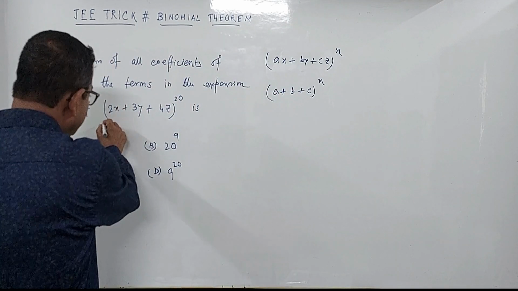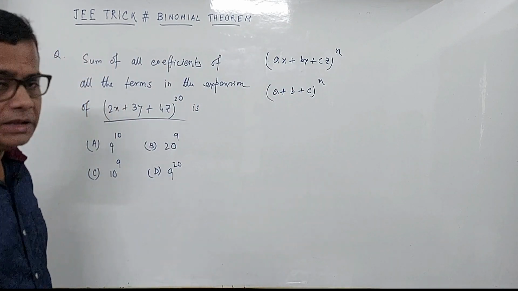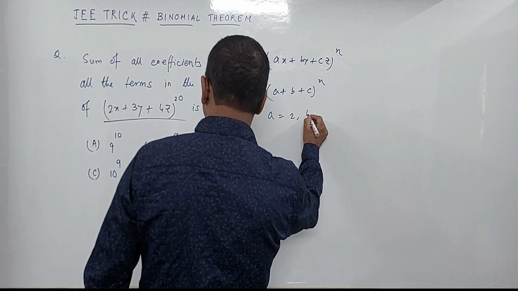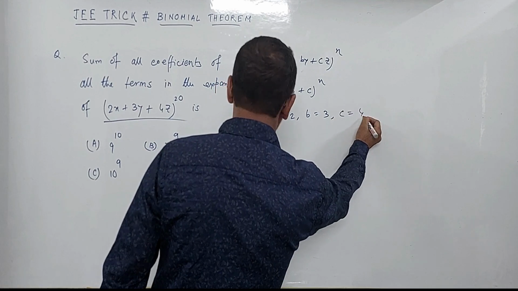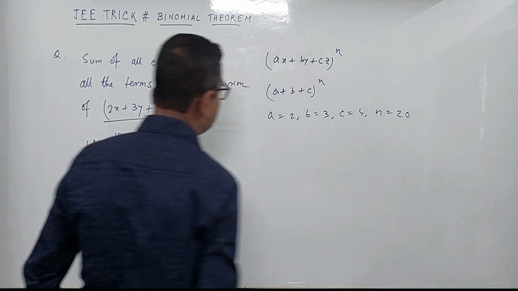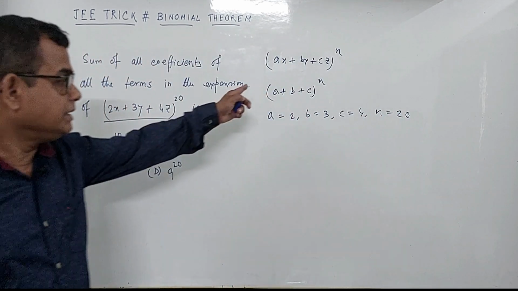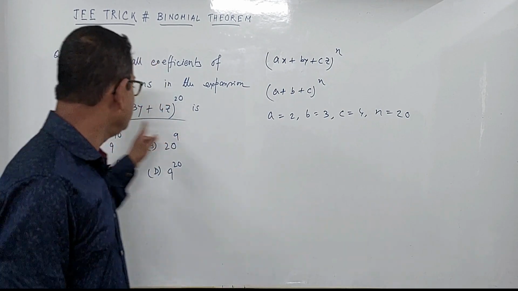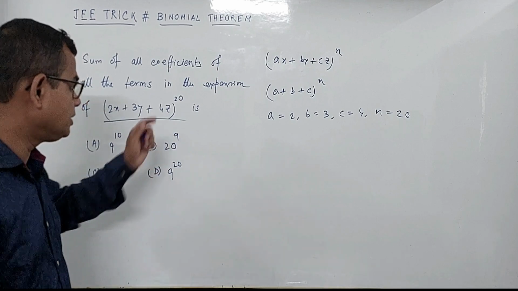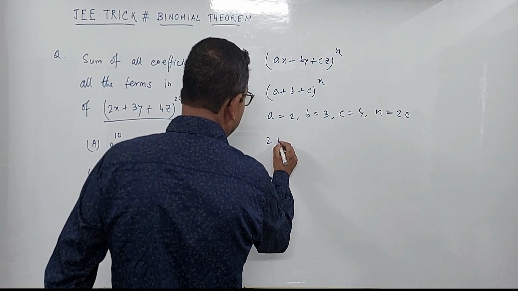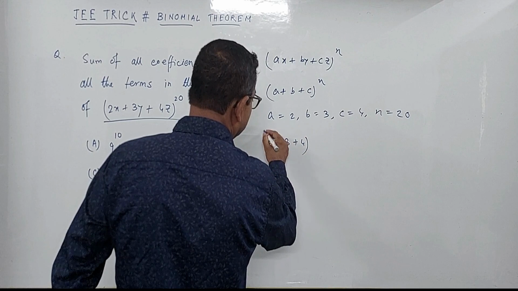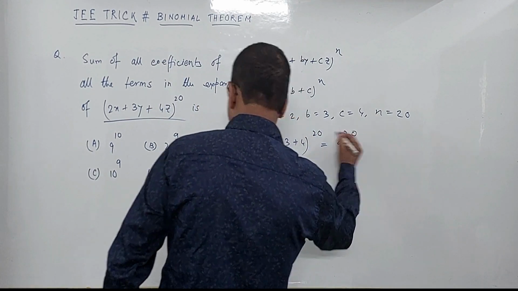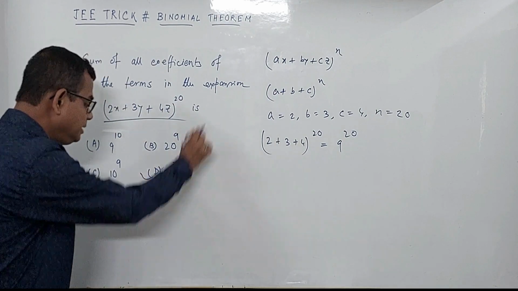So, here in the expansion (2x + 3y + 4z)^20, a equals 2, b equals 3, c equals 4 and n equals 20. So, applying this trick, sum of all the coefficients of all the terms in the expansion (2x + 3y + 4z)^20 is (2 + 3 + 4)^20. So, we get 9^20. So, D is the right answer.